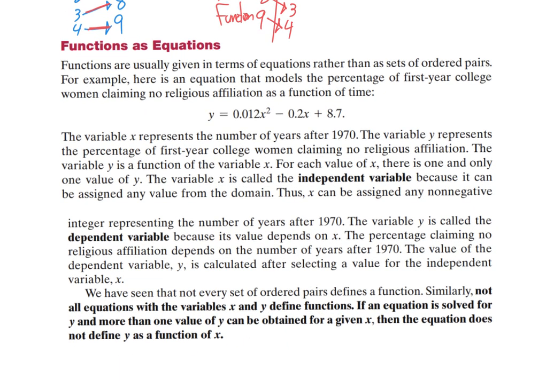Functions as equations. Usually we give functions in terms of equations rather than sets of ordered pairs. And this represents all of the ordered pairs that make this equation true. So these are all the solutions. Okay. X is called the independent variable because it can be assigned any value from the domain. And y is called the dependent variable because its value depends on x. We plug in our value from the domain and then it maps to a specific value in the range.